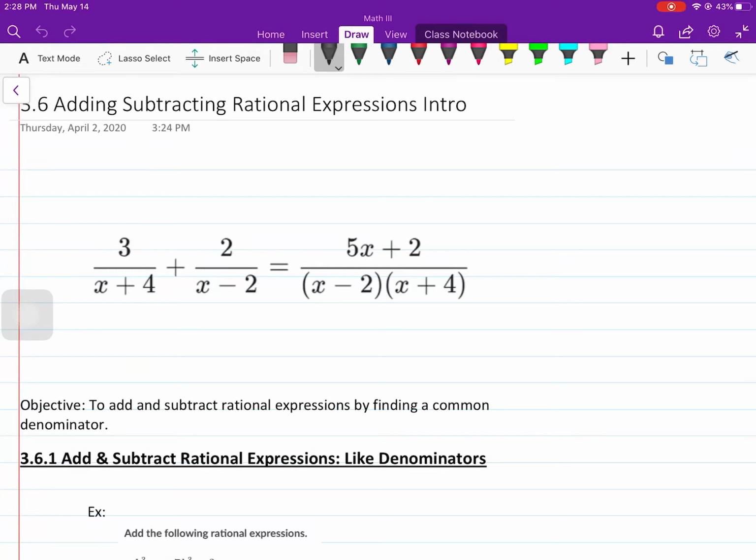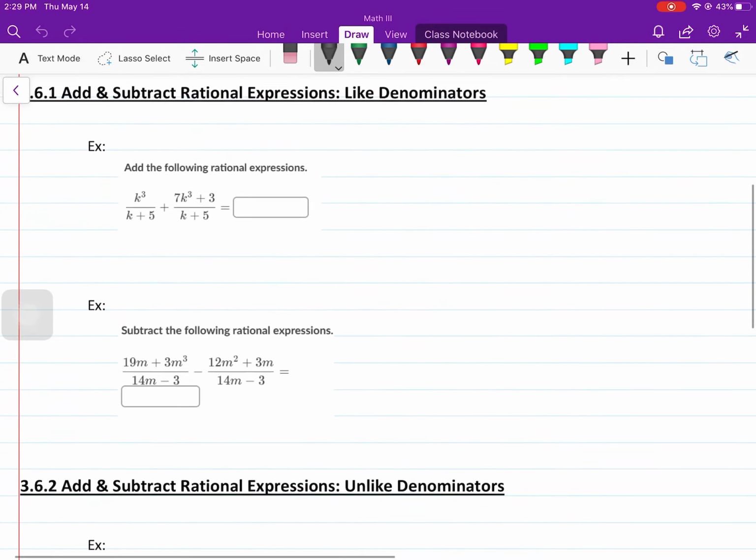Probably the hardest thing to do when it comes to really any fractions is the adding and subtracting. Multiplying, dividing is easy. You just multiply across. Dividing, you flip, then multiply across. It's the adding and subtracting that we got to get that common denominator. So really, it still applies that same thing. Adding rational expressions is the same thing as adding fractional numbers like we did before. You got to find that common denominator.